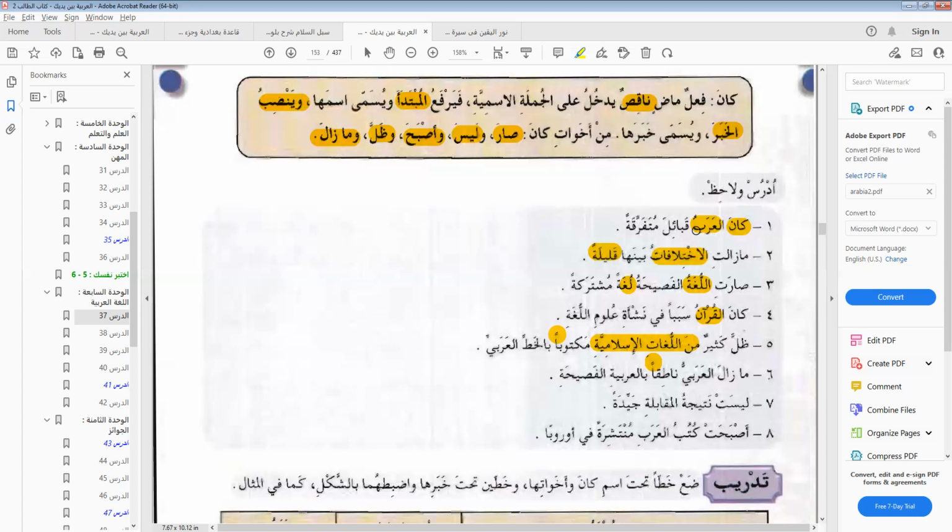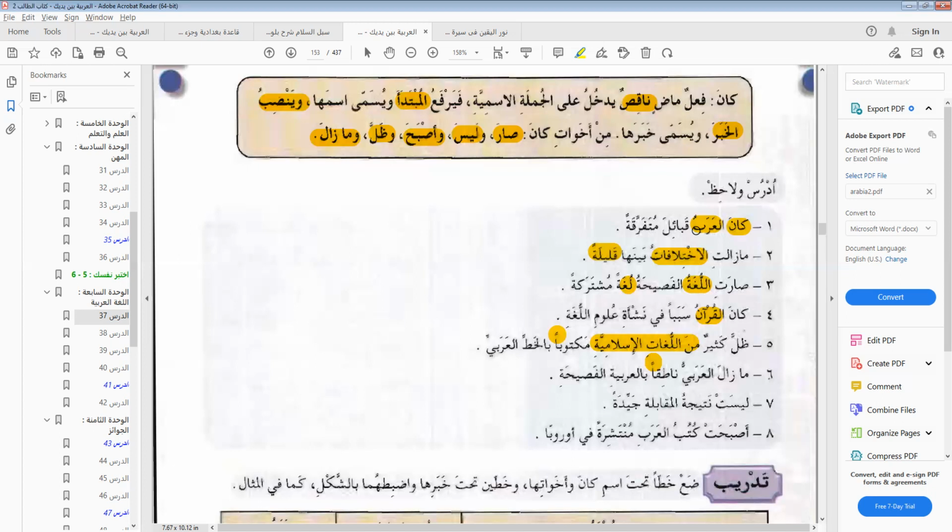Mazalat has another meaning entirely from kana, but they also do the same thing kana does. Mazala means still. Kana means was. But we want to say that thing still exists. Okay? It still exists. So we say mazalat. So anytime you want to say something still exists, use mazalat.